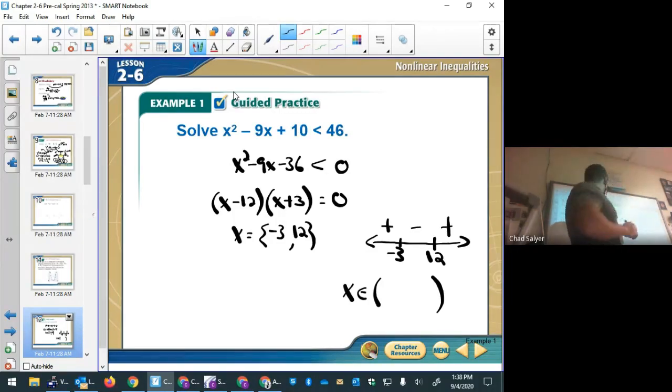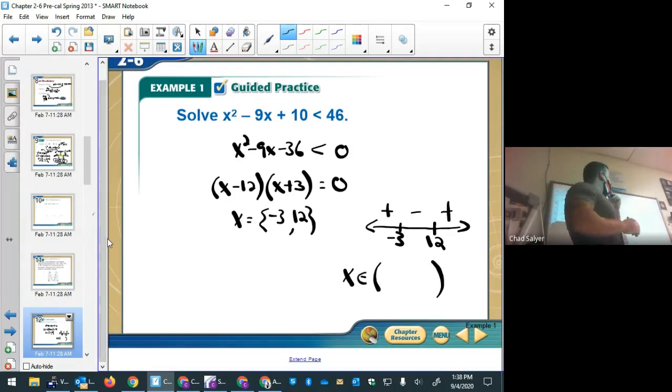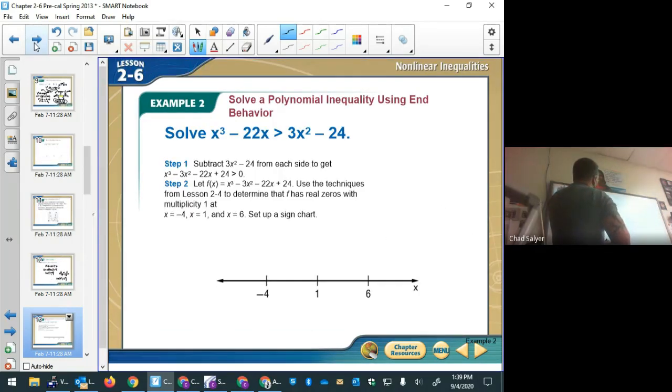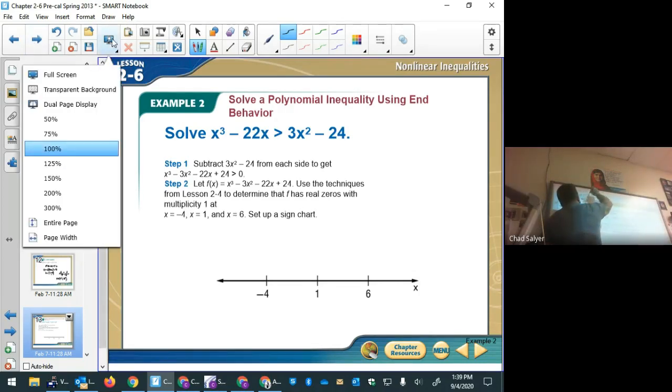Just a caution there. And then our answer is what, Ashton? -3, 12. Remember, the boundaries are not included this time because we're not "or equal to." Good job, guys. Excellent work. All right. I don't like all this mess, so let me move this to a new page here.